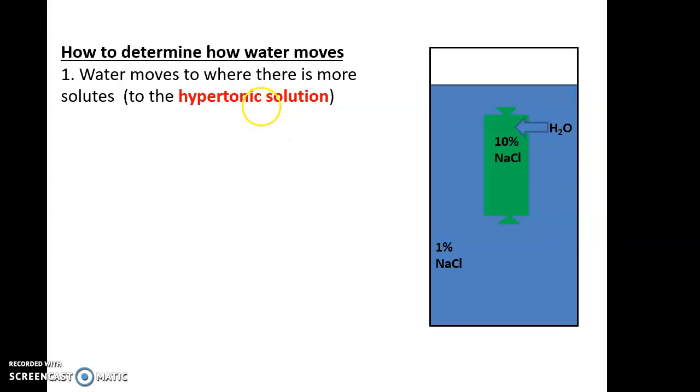And water is always going to move to the hypertonic solution. So we look here, solution in the beaker, 1% sodium chloride, solution in the bag, 10% sodium chloride. So the 10% sodium chloride is hypertonic compared to the 1% sodium chloride. And so water will go into the dialysis bag. It will go into the solution that is hypertonic.